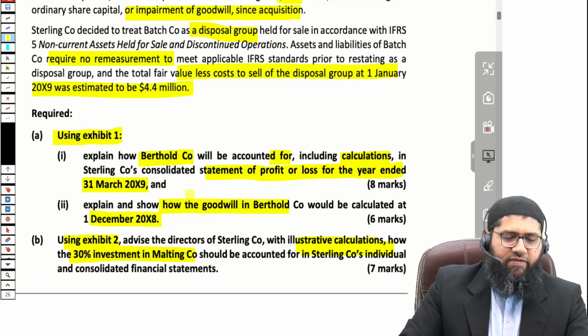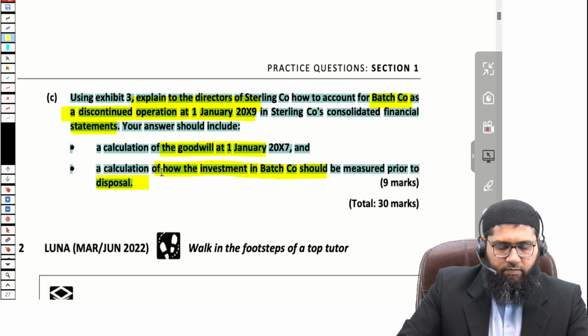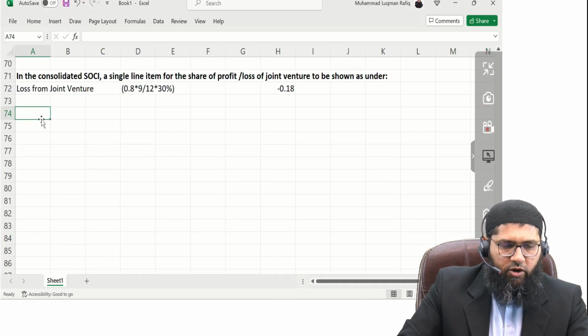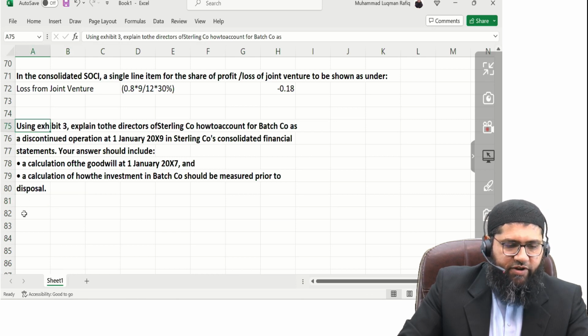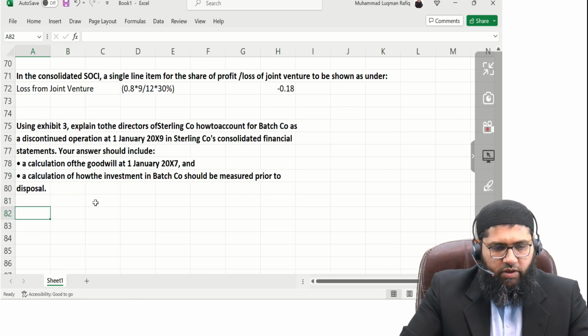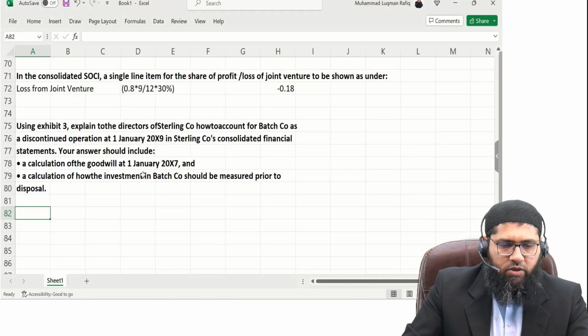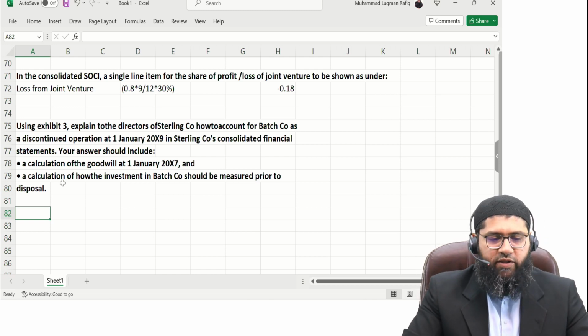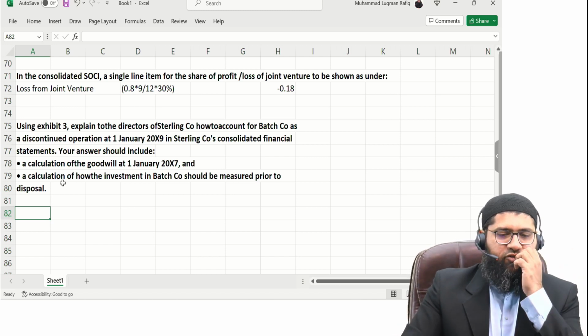Now, the requirement is how exactly are we going to be accounting for this batch company? So it says that using exhibit number 3, explain how this is going to be accounted for. Now see, so let's just try to understand this. It says, using exhibit number 3, explain to the directors of a Sterling company how to account for batch company as a discontinued operation at 1st January 9 in accordance with so and so. Your answer should include a calculation of goodwill and how the investment in batch should be measured prior to disposal.